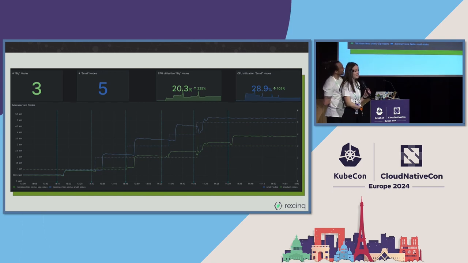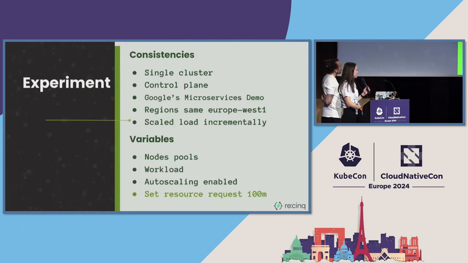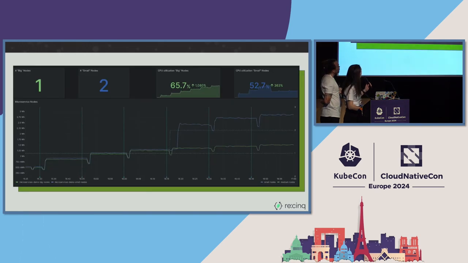So then we thought, okay, well, let's try to set the resource request to 100 and see how that will manage with the autoscaler. And as you can see, it performed a lot better. There was a lot less energy being consumed, and the CPU was being utilized a lot more, with 50 to 60% utilization. Only the smaller nodes increased to 2, and they reached about 2.5 watts of energy consumed, and the big nodes never even had to scale up.